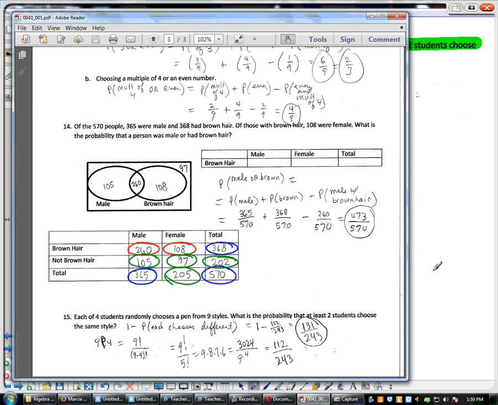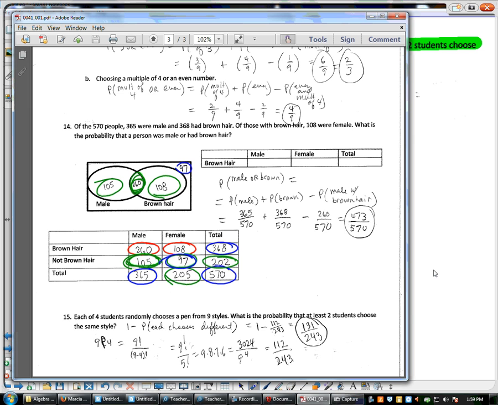I can fill in 260 male brown haired people right there in this intersection of the male and the brown hair. There's 105 males that do not have brown hair, so that number goes out here. And there are 108 females with brown hair, so that number goes here. And who's not in the male and who's not in the brown hair? That would be females without brown hair, and there are 97 of them, so that's why we see a 97 outside both ovals in our Venn diagram.